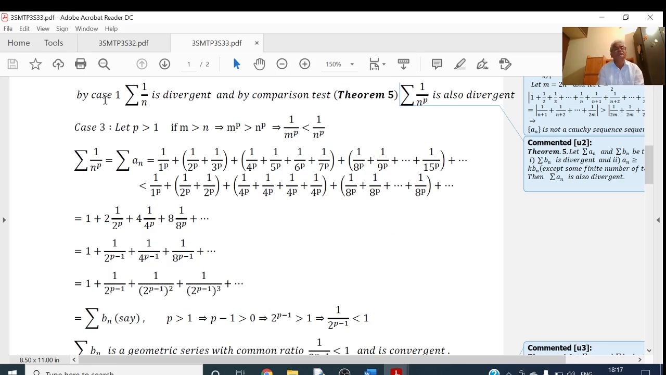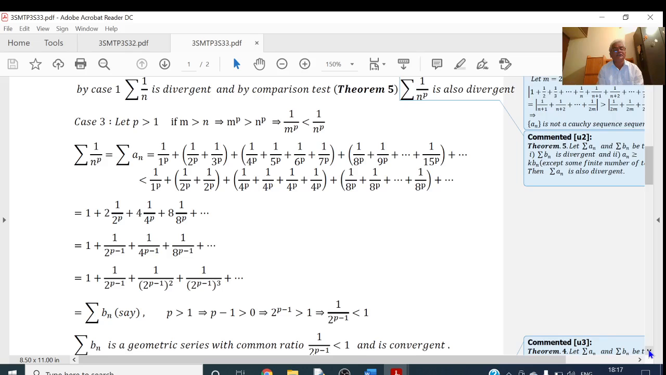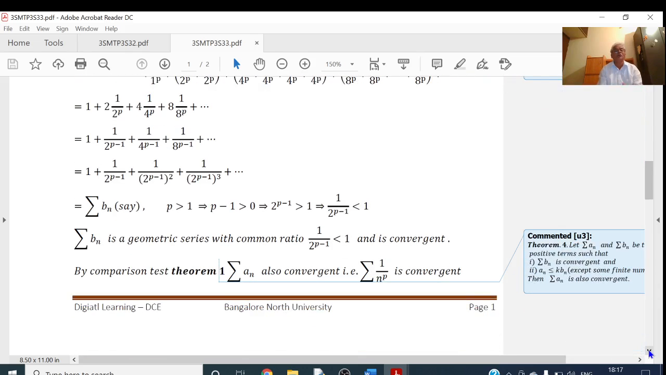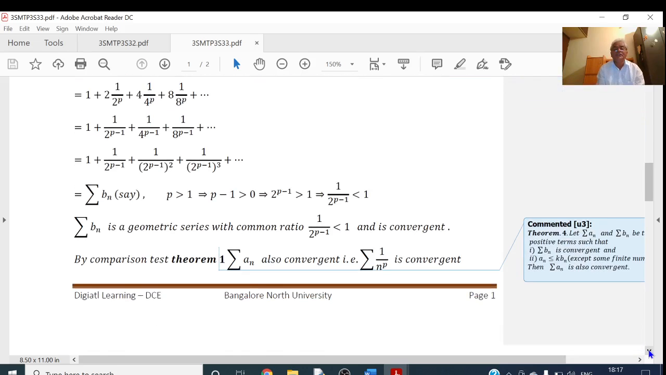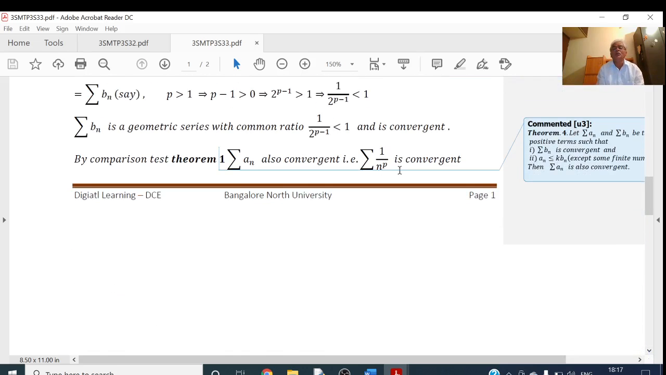That is, in this case, if p is greater than 1, then sigma an is convergent. That is, sigma 1 by n to the power of p is convergent. So that is, p series sigma 1 by n to the power of p is convergent if p is greater than 1, and it is divergent if p is less than or equal to 1. So this is the nature of the p series.